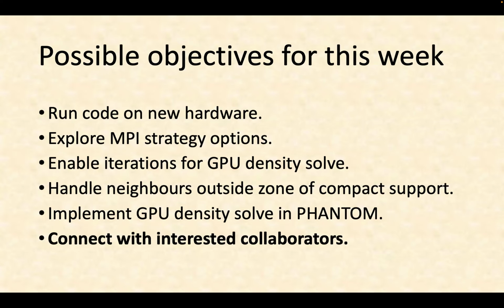My GPU density solve can't yet do iterations, so I just need to work on that and maybe get that done this week. Also, handling neighbors that are outside the zone of compact support is difficult. So for solving density, you only need to find the I particle's neighbors. You don't need to worry if that particle is also a J particle neighbor and hence therefore a neighbor for force and gravity calculations. But for finding density, I don't need to worry about that. So that's an extra complication.